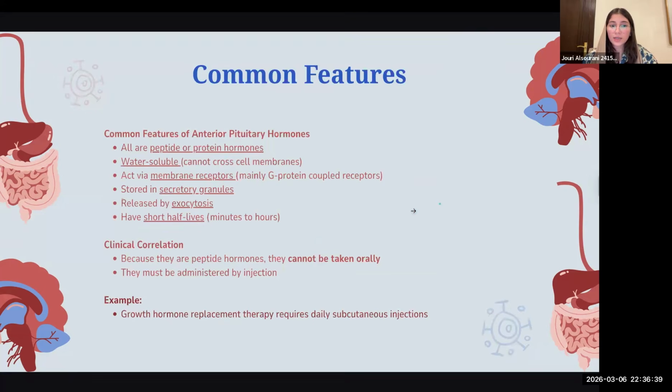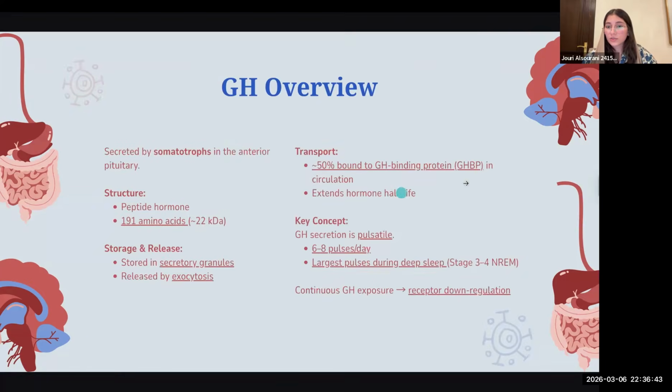And this basically just extends its half-life. Because remember, we said that a lot of these hormones have very short half-lives. So when it is bound to this binding protein, it's going to have a longer half-life. Something very important as well that you guys are going to keep seeing as I continue to explain is that growth hormone is secreted in a pulsatile manner. That means that it is not constantly being secreted. So like 6 to 8 times a day, you're going to have a secretion of growth hormone.